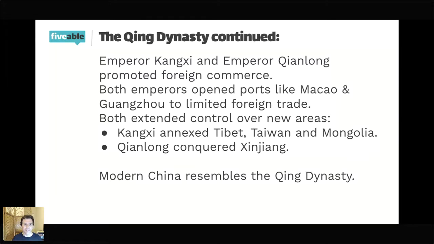They're going to extend control, especially to new areas. Kangxi is going to annex Tibet, Taiwan, and Mongolian areas into China. Emperor Qianlong is going to conquer Xinjiang, and this is the home of the Uyghur people, who are predominantly Muslim. Modern China resembles the Qing Dynasty very strongly. So this is a classic expansionistic empire.